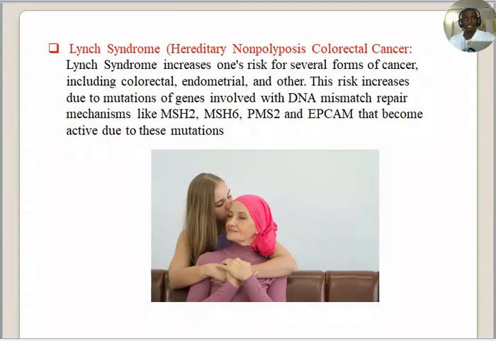We also have Lynch syndrome, which is referred to as hereditary non-polyposis colorectal cancer. Lynch syndrome increases one's risk for several forms of cancer. This may include colorectal, endometrial, and others. The risk increases due to mutation of genes involved in the DNA mismatch repair mechanism, like MSH2, MSH6, PMS2, and EPCAM.